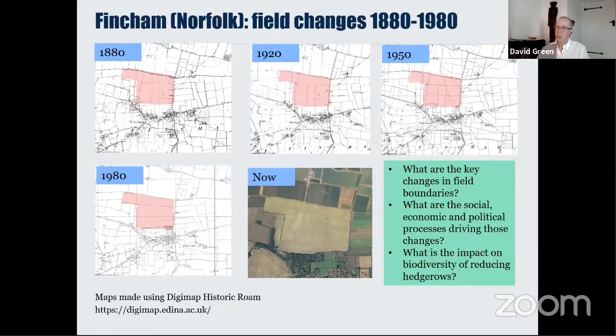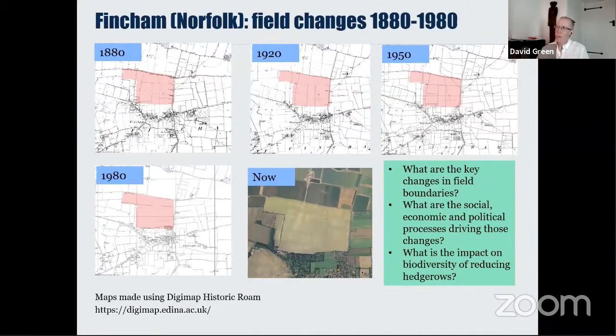Why did it change? What factors drove the amalgamation of larger fields? It wasn't the only field that was amalgamated. It's one of the largest ones, just north of Fincham. Was it technological? Perhaps the introduction of new kinds of machinery? Was it political? Did it have something to do with the EU agricultural subsidies? Did it have something to do with changing agricultural practices and crop growth? I don't know the answer to that, but that's something to find out in a dissertation.